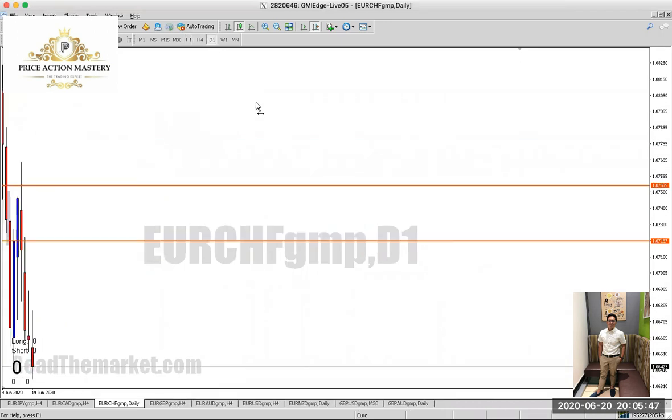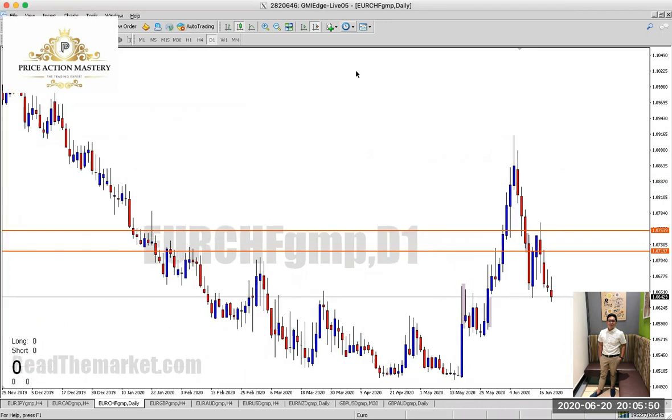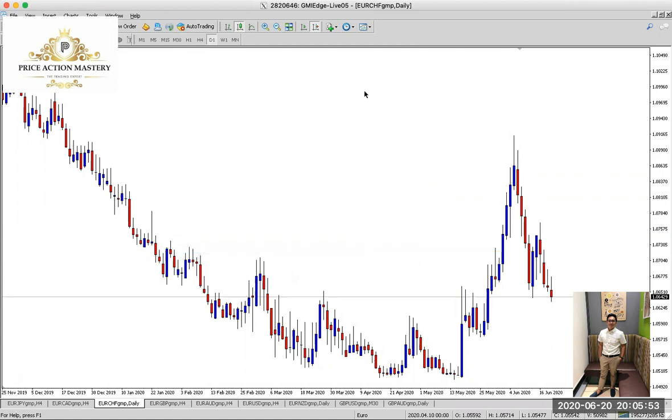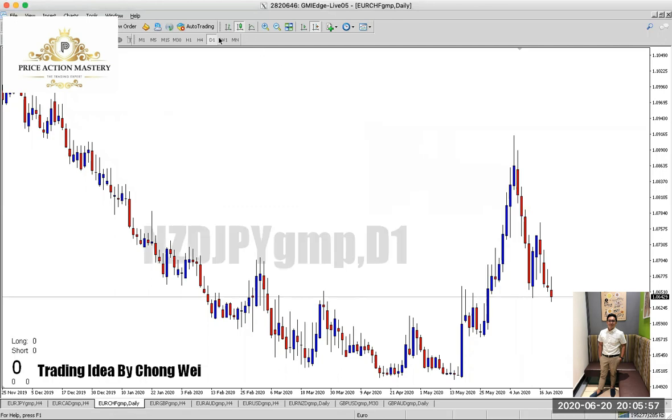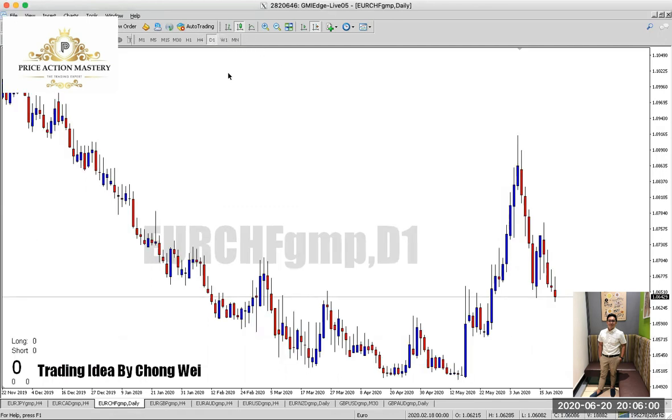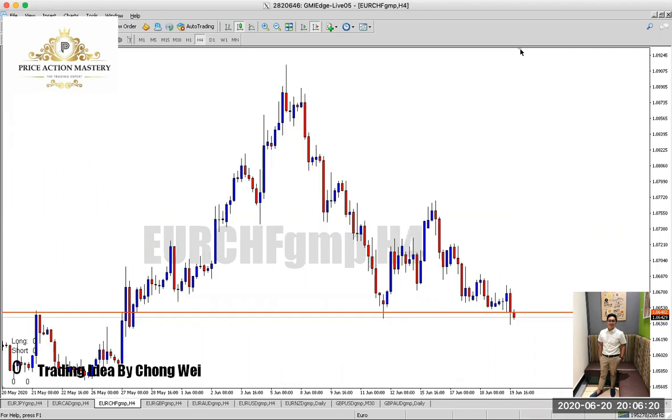Euro CHF. Basically Euro CHF went from an uptrend, you can see higher and higher, and then it became a downtrend. So let's put the key line first. This is my key line, in H4. This level is a very strong support level.